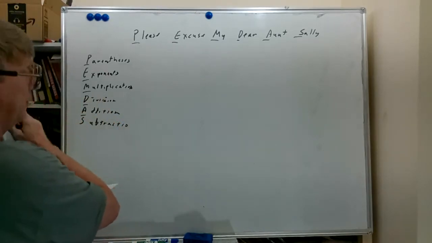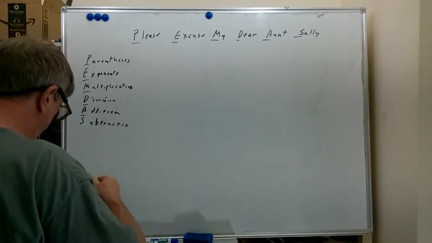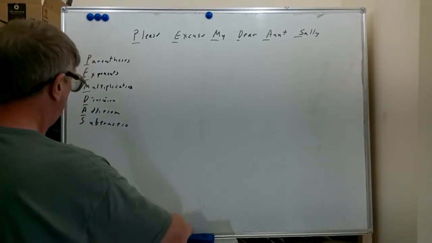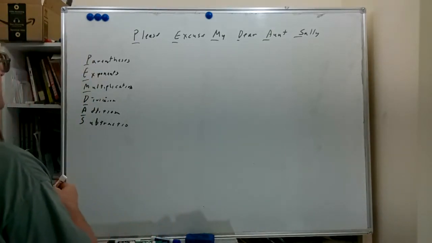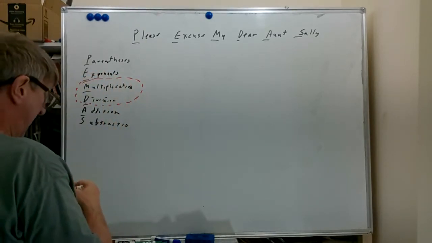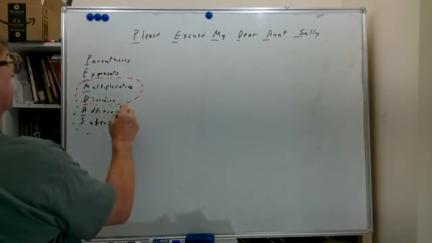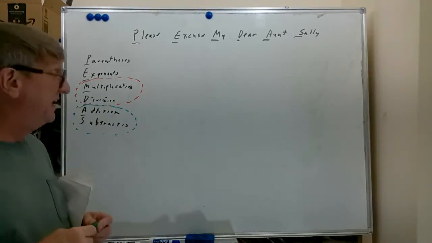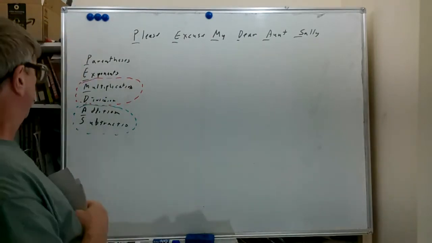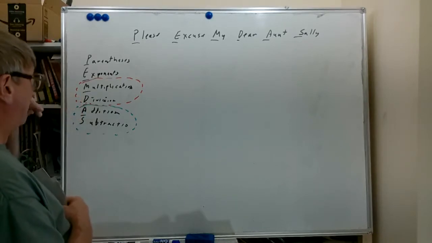And an important thing to remember, we work from left to right, but I'm going to circle a couple of these for a very good reason, I think. I'm going to circle multiplication, division, and I'm going to circle addition and subtraction. The reason that I've done that is even though multiplication comes ahead of division in the memory aid, and addition comes ahead of subtraction in the memory aid, they really have the same precedence.